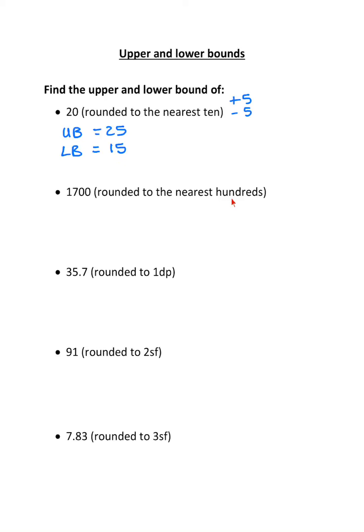So when it's rounded to the nearest 100, we just take half of 100, which is 50, and we add 50 and we take 50. So that means that 1,700 rounded to the nearest 100, upper bound is 1,700 plus 50, lower bound is 1,700 minus 50.